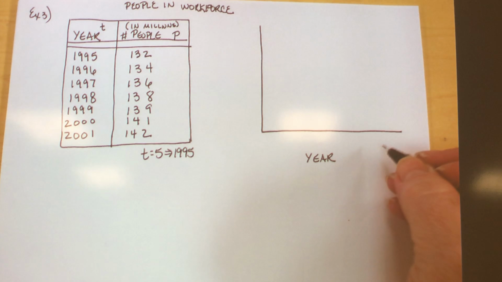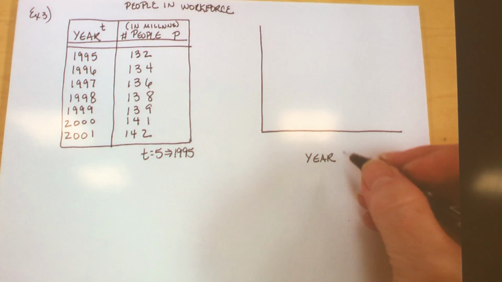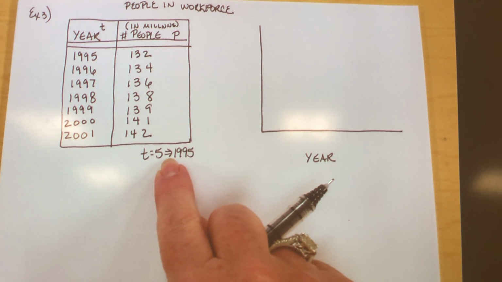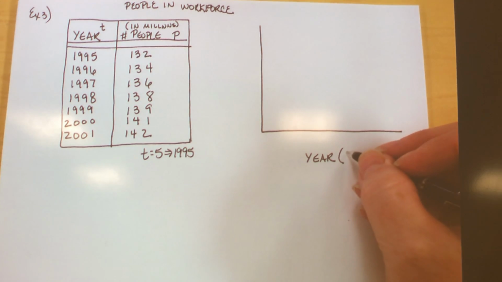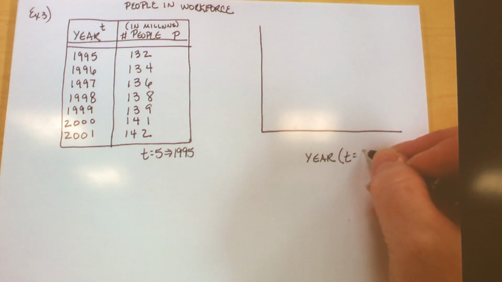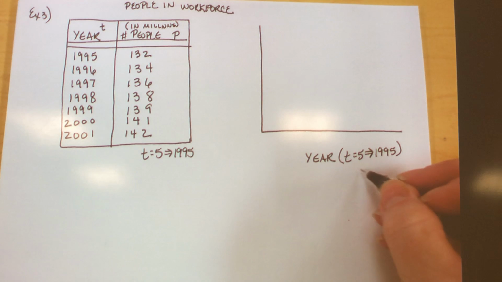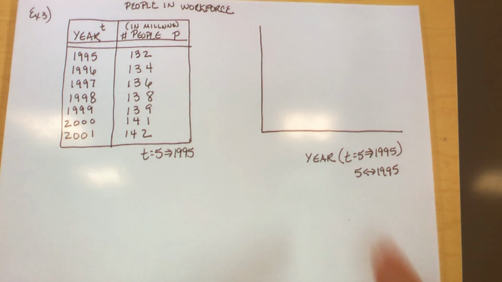And am I going to list it as 1995, 1996? No, I'm not. I'm going to do what they told me to do. They said let this represent 1995. So I need to put that down here on my label. T is equal to 5 represents 1995. Sometimes you'll see it written like this. I don't care which way you write it. Whatever makes you happy.